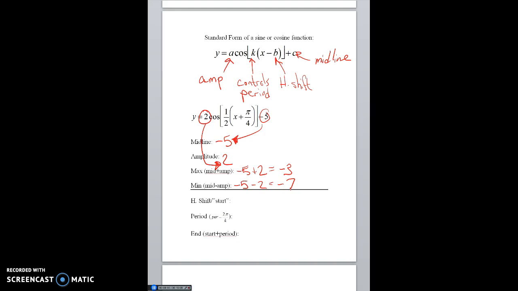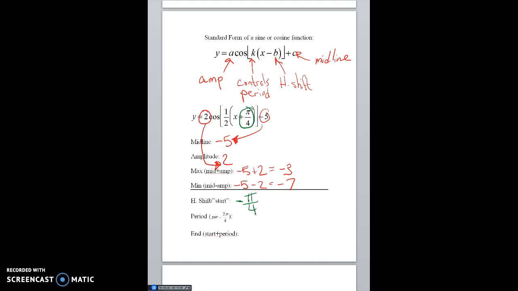The horizontal shift in this problem is, you see this, plus pi over 4. So the graph is going to shift by pi over 4 units, but when you see a plus sign, that's actually a shift to the left, in the negative direction. So this graph is going to start at -pi over 4.